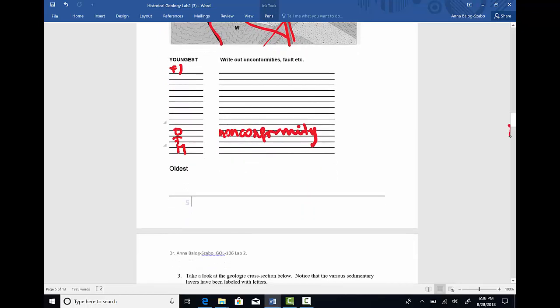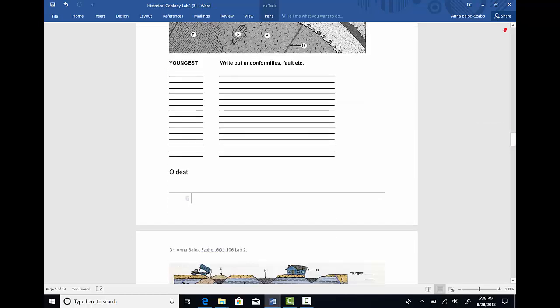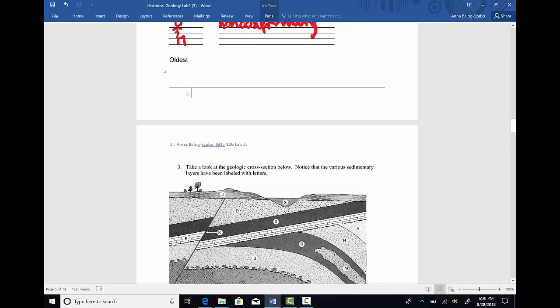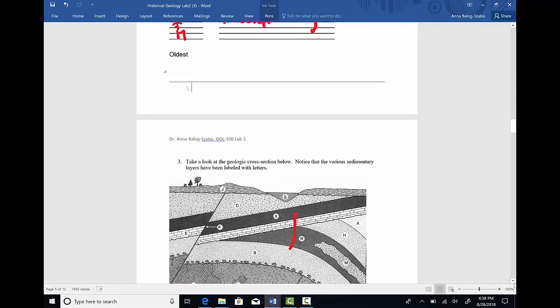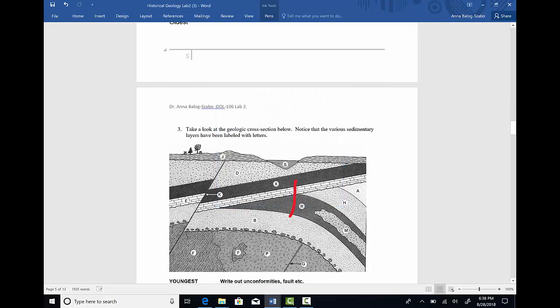And again, remember, on this section, there is a metamorphic rock again. So remember, the metamorphic rock is always the oldest because it's metamorphic, but I'm not going to help more.